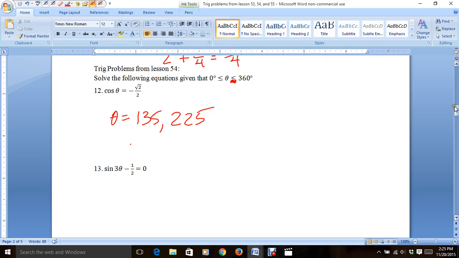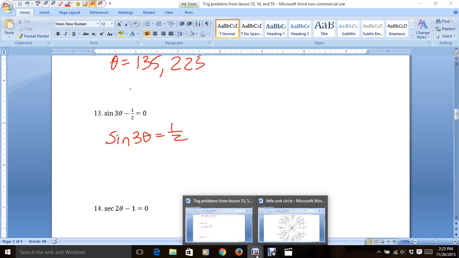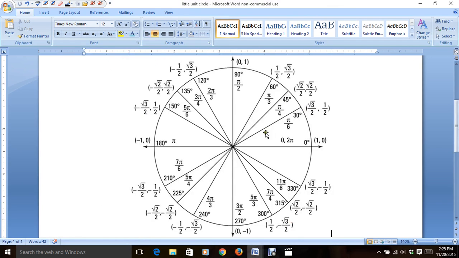Okay, sine 3 theta minus 1/2 is 0. First thing we do is isolate the trig function, so add 1/2 on both sides. Sine 3 theta equals 1/2, and now we're looking for where sine is 1/2. You should be pretty familiar with that. You should know that it's 30 and 150. If you look at your unit circle, it's right here at 30 degrees that sine is 1/2, and 150 over here in the second quadrant, sine is also 1/2.